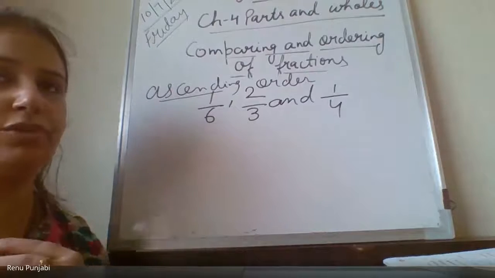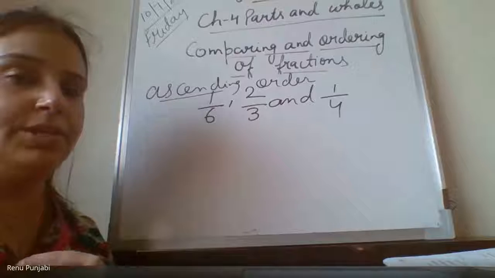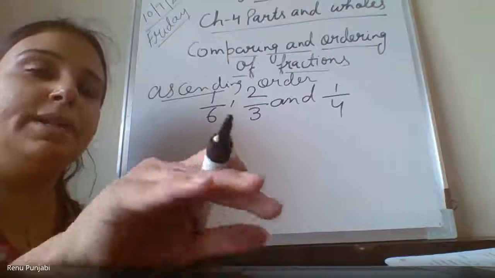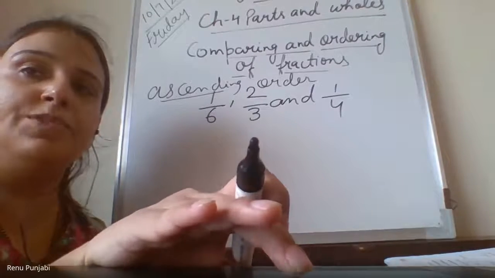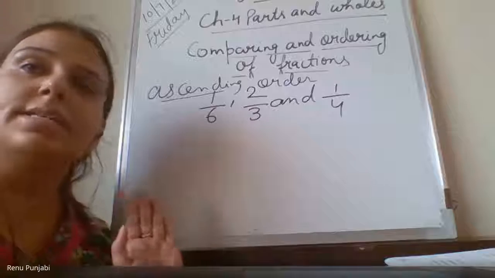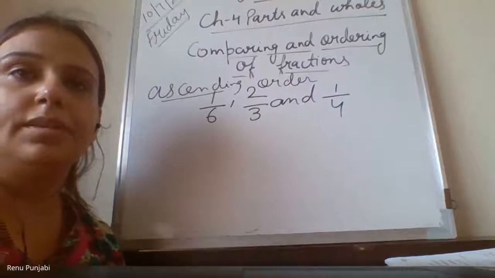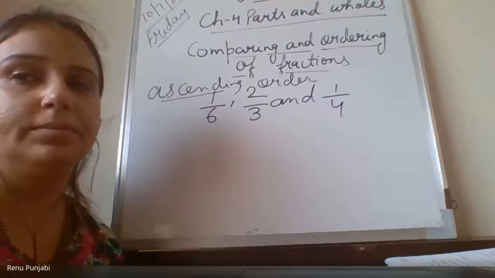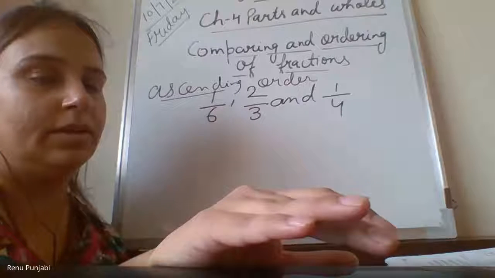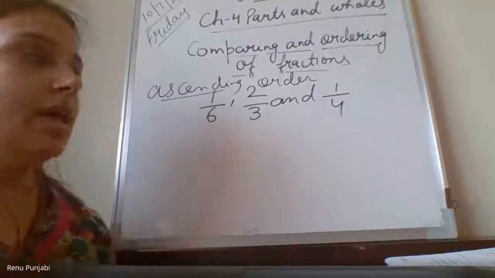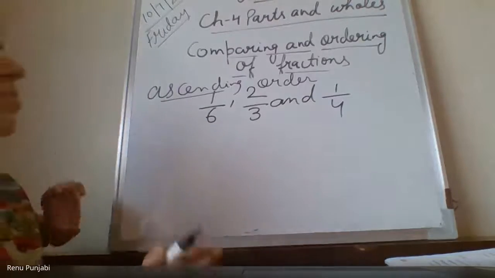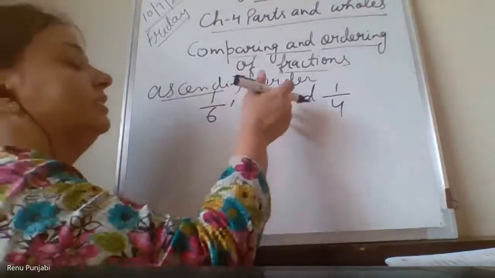Yes. Now switch off your microphone. Ma'am, 1 upon 4. My dear, please wait. I'm just asking what is ascending order. Switch off your microphones. Ma'am, ascending order means smaller to bigger. Yes, now switch off. So ascending order is smaller to bigger.